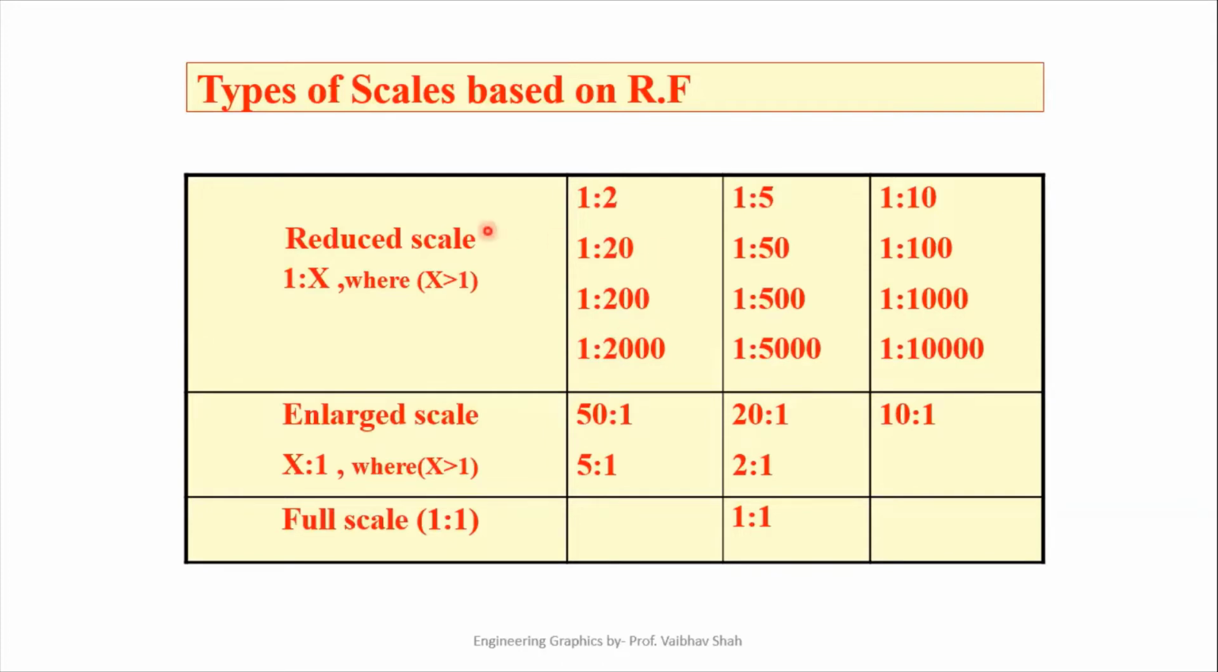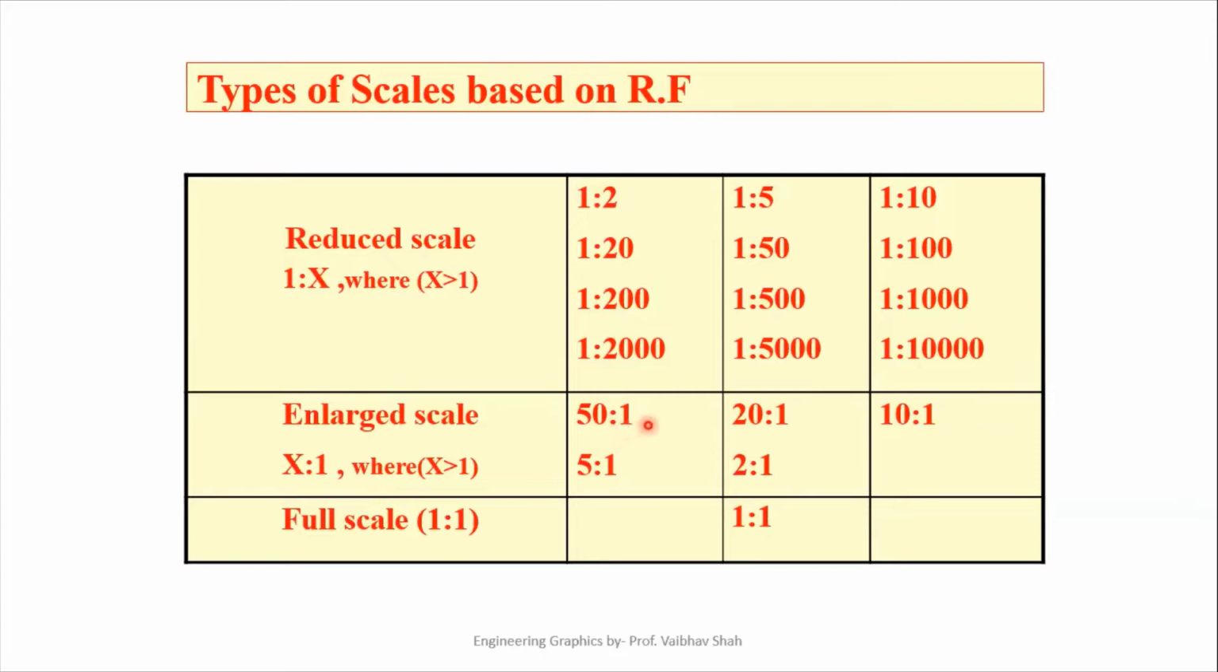If your answer is always less than 1, then it is a reduced scale. So you will have this reduced scale when the answer is less than 1. 1 by 2 is 0.5, which is less than 1. That means it is obviously a reduced scale. Now, if we put a division sign here, 50:1, 5:1, 20:1, 2:1, the answer would be 50.